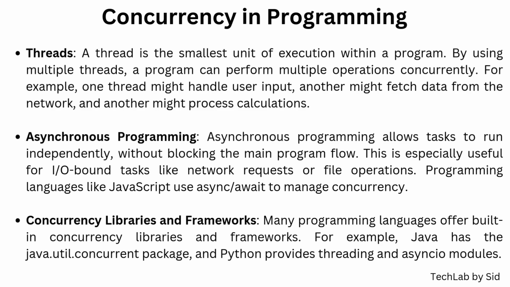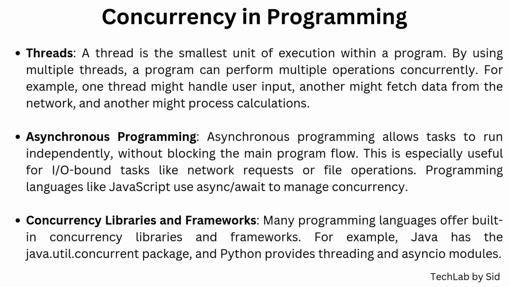Another key method for managing concurrency is asynchronous programming. This approach allows tasks to run independently, without blocking the main flow of the program. It's especially useful for I/O-bound tasks, like network requests or file operations, where the program would otherwise have to wait idly for the task to complete. In asynchronous programming, the program can continue doing other work while waiting for the task to finish. For example, in languages like JavaScript, you can use async or await to manage concurrency, allowing functions to run asynchronously without blocking the program.